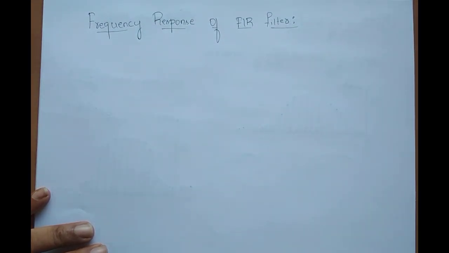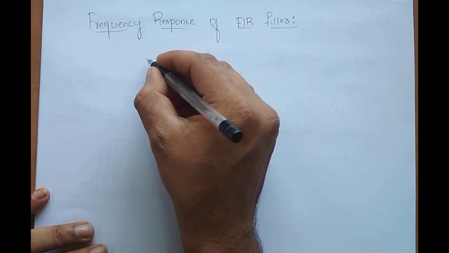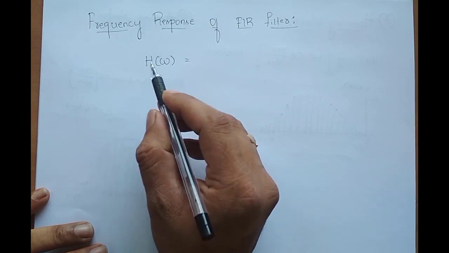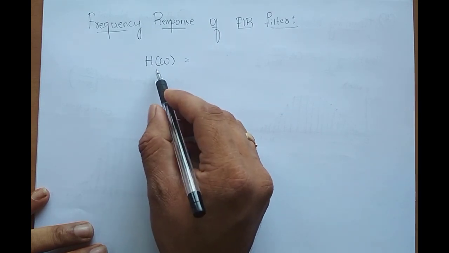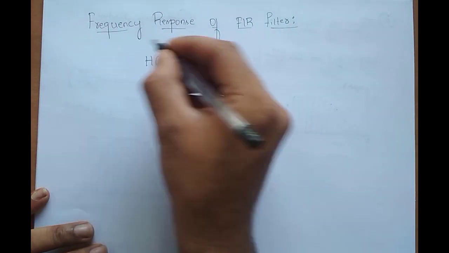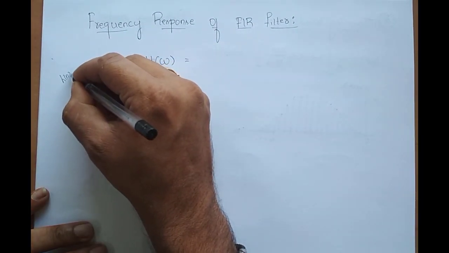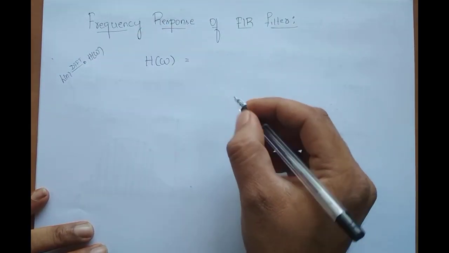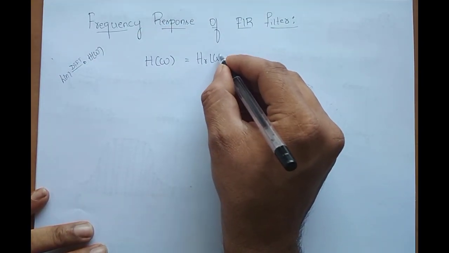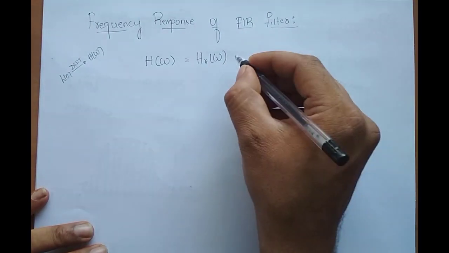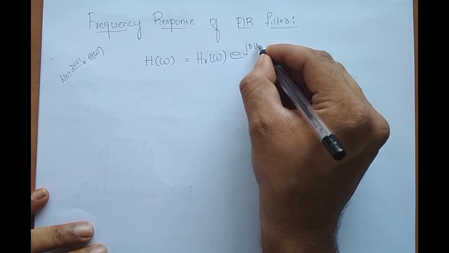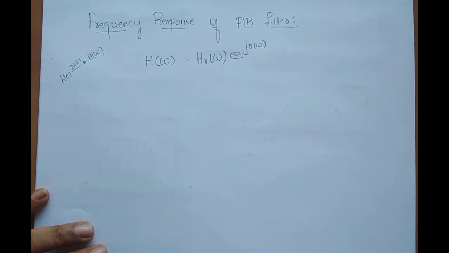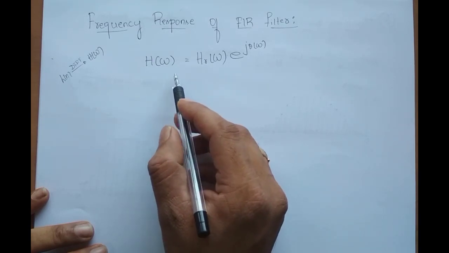Now we shall discuss the frequency response of an FIR filter. It is given by H of omega. What is this H of omega? It is the DTFT of the impulse response h of n. When you take the discrete time Fourier transform of h of n, you end up with H of omega, which is equal to H_R of omega, the real part, into e power j theta of omega. This is related to magnitude and this is related to phase. The frequency response of an FIR filter is something like this.